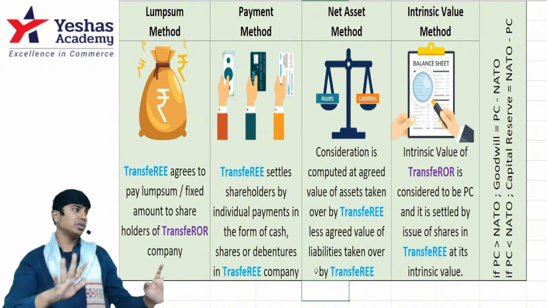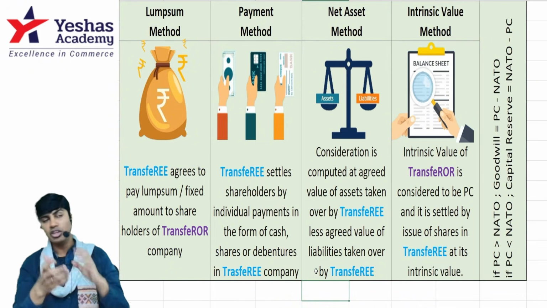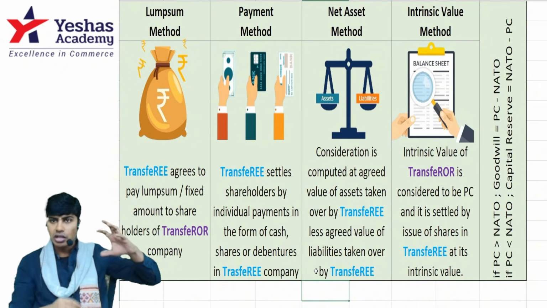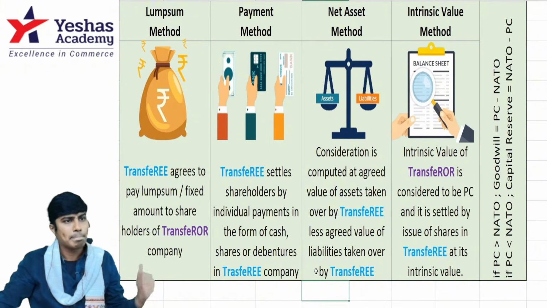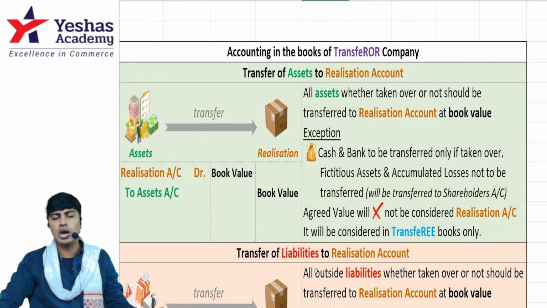And after we compute this, if PC is equal to NAV, very good. If PC is more, NAV is less, goodwill. If PC is less, NAV is more, capital reserve. Am I right? Very nice. After this, we'll quickly move to accounting.